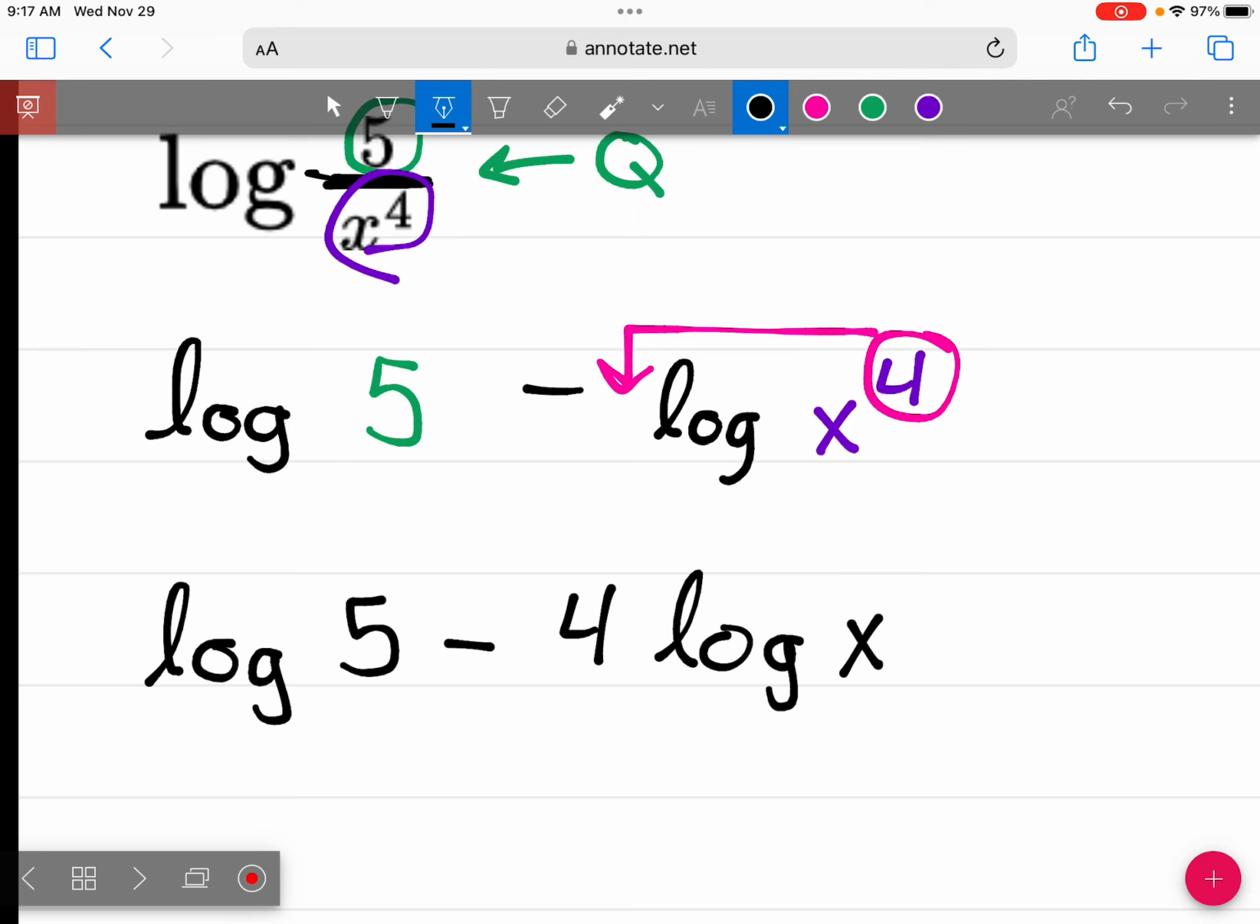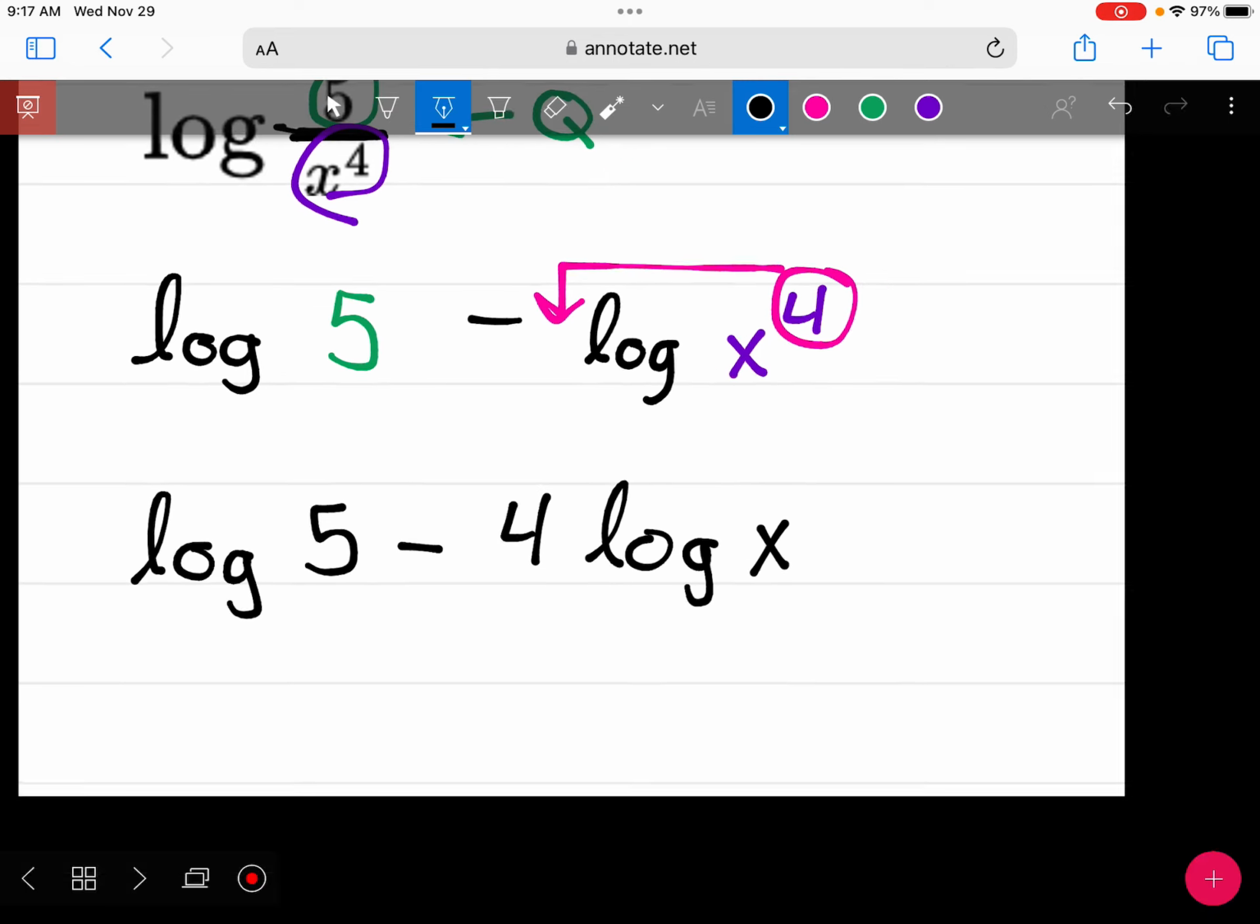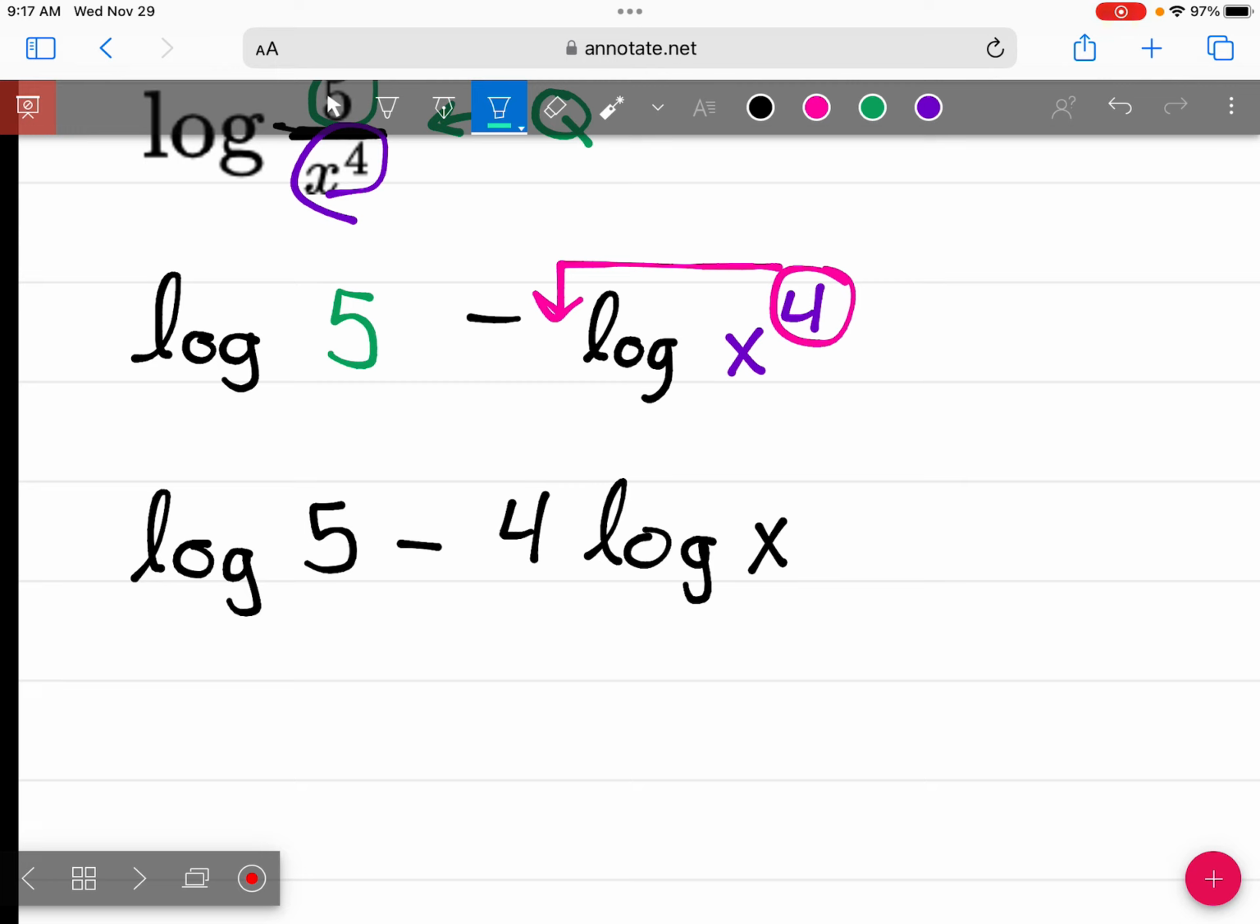And that is our fully expanded. That is expanded as far as we can. There are no more properties I can apply to this. So this is our fully expanded answer.